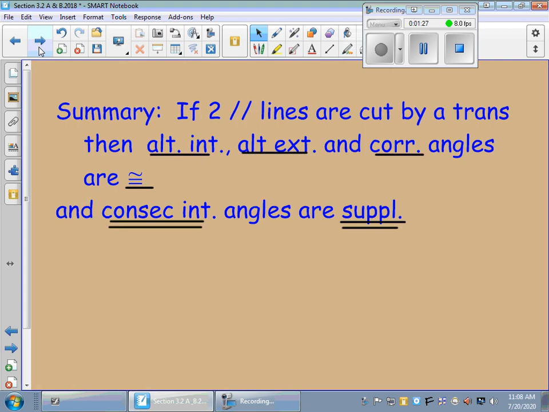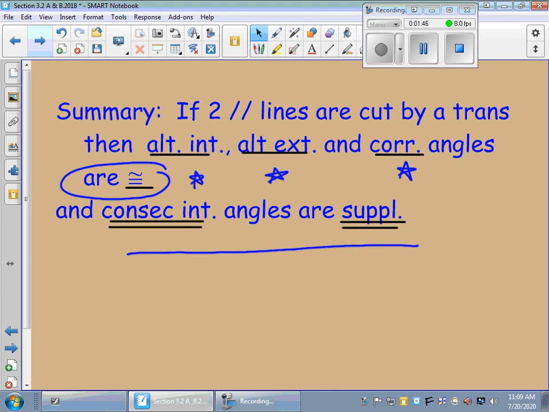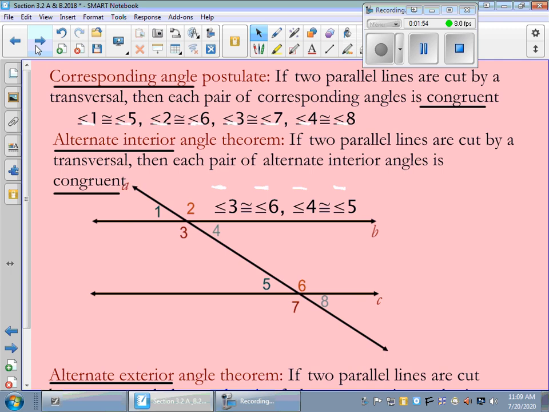Got a couple things to read through first. Summary: if two parallel lines are cut by a transversal, then alternate interior, alternate exterior, and corresponding angles are congruent. So that's a memorization point here. Consecutive interior angles are supplementary. In terms of mathematics, supplementary means that they add up to 180. This slide is a little bit more confusing, so that's why I did the summary first, and then this part second to write it all out and see what it's like.